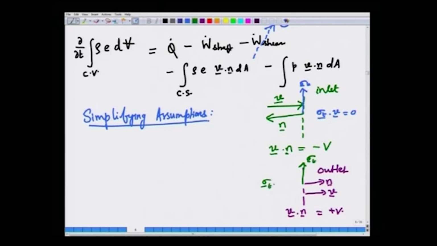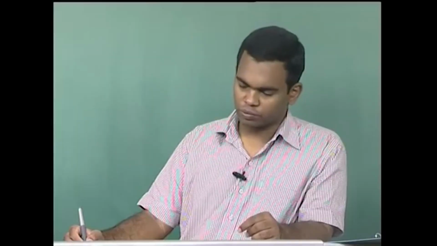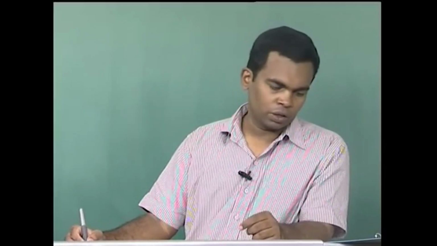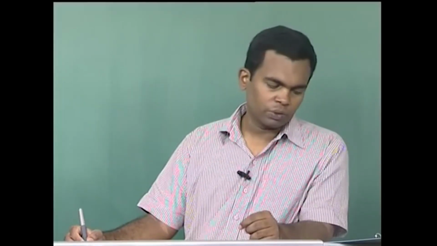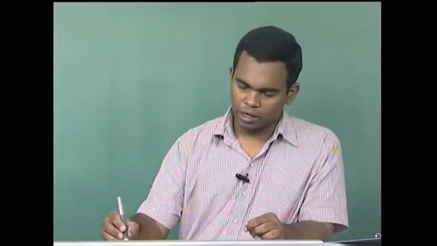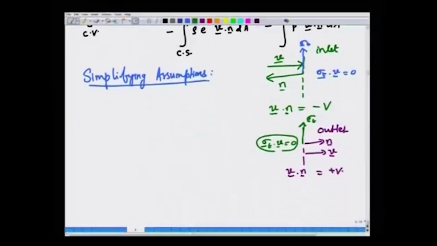So, the rate at which shear work is done at the control surface is 0 if you choose the velocity exactly perpendicular to the control surface. Okay. So, that is often possible. So, we will just keep it like that. So, we will neglect shear work from now on. Okay. Once we do that, we find, and we will also find that.